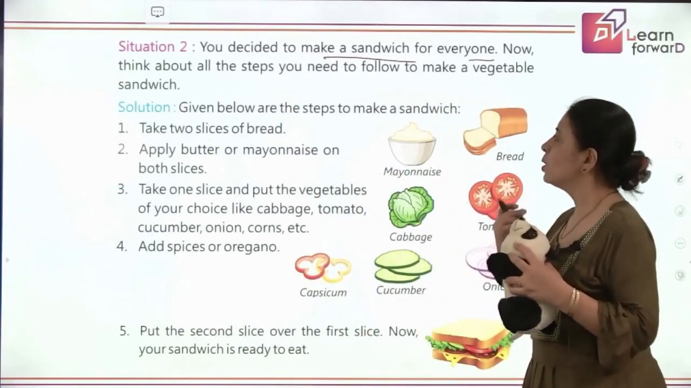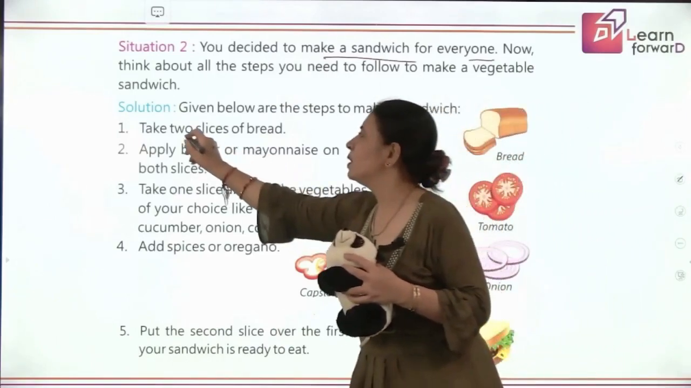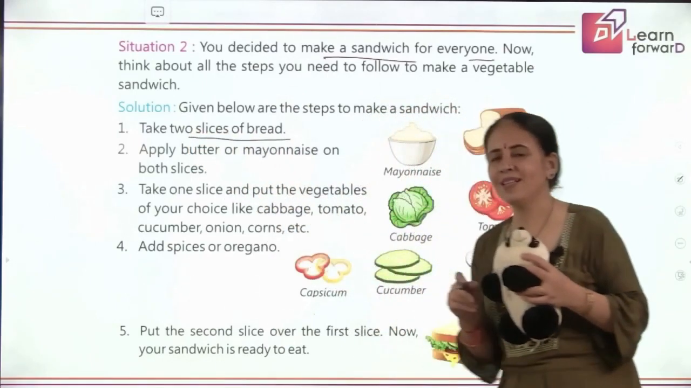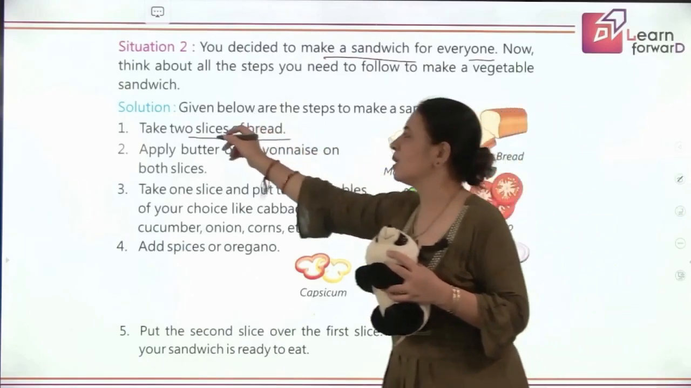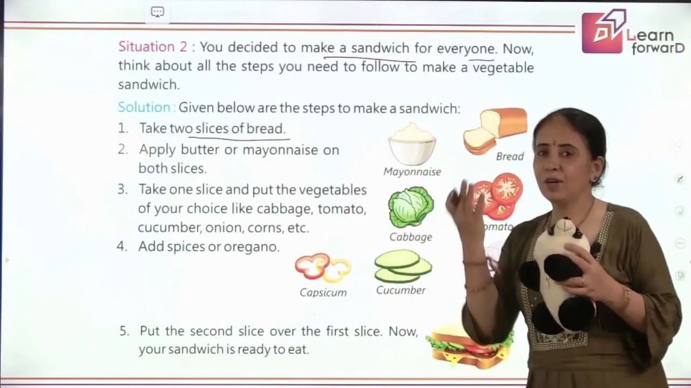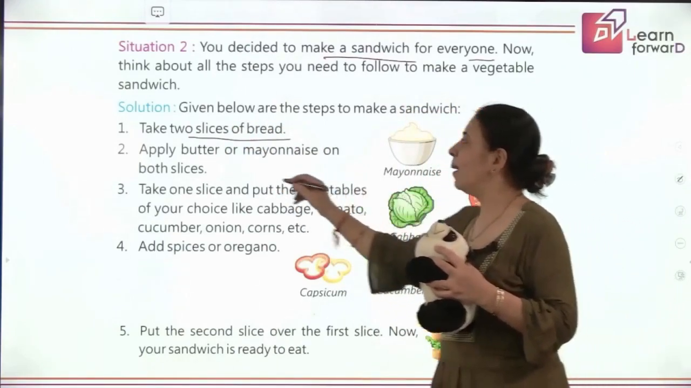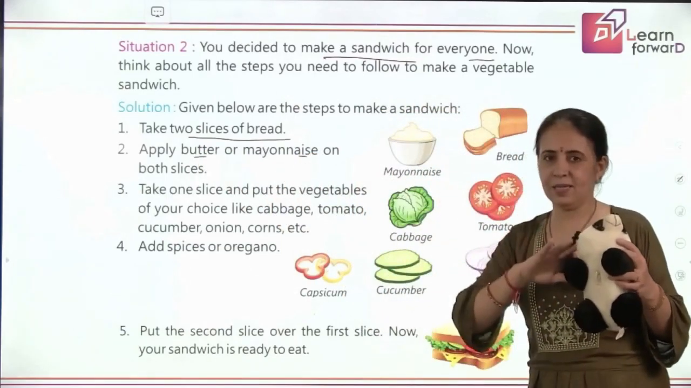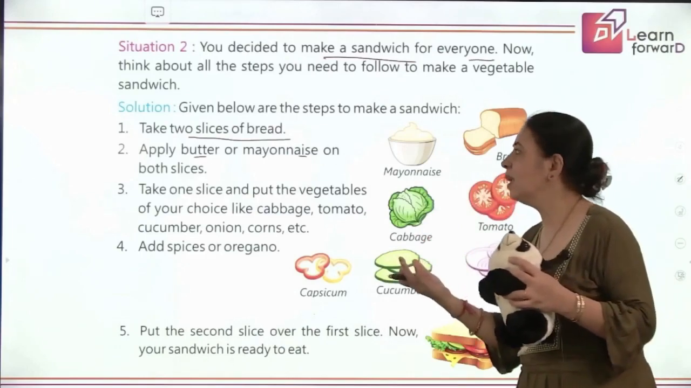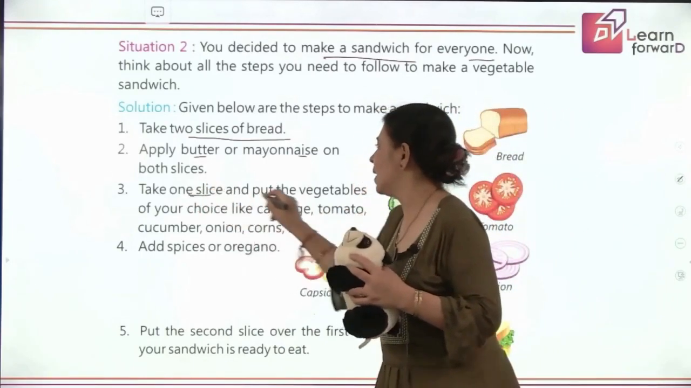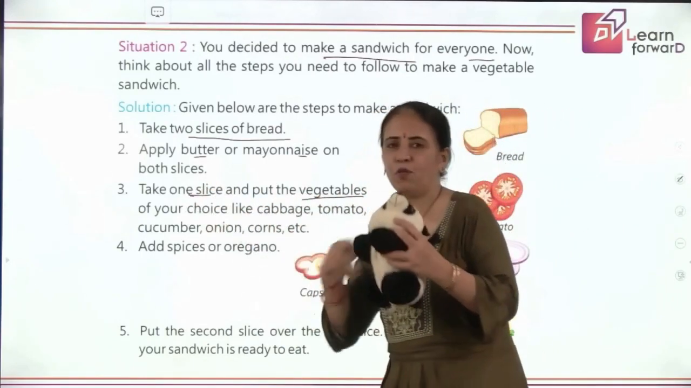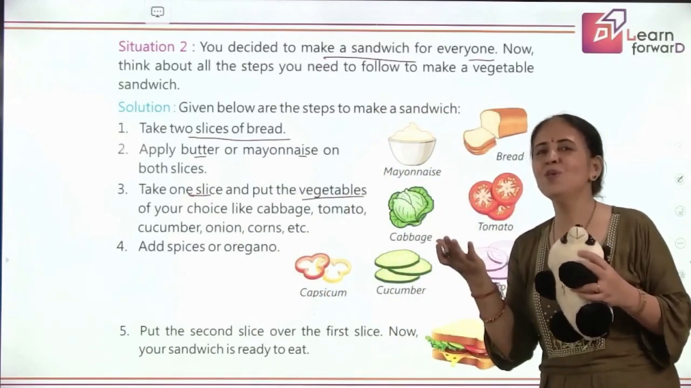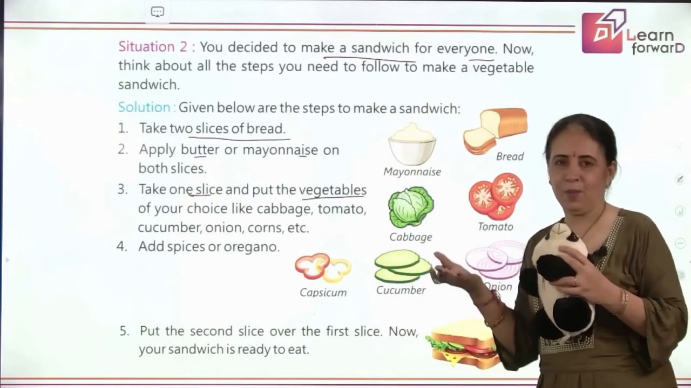Okay? So what we'll do, this is how we are going to make the sandwich. We'll first take 2 slices of bread. And after taking the bread slices, we'll apply either butter or mayonnaise on both the slices. And once it is done, then we put 1 slice and add all your veggies of your choice that you want to add in your sandwich.